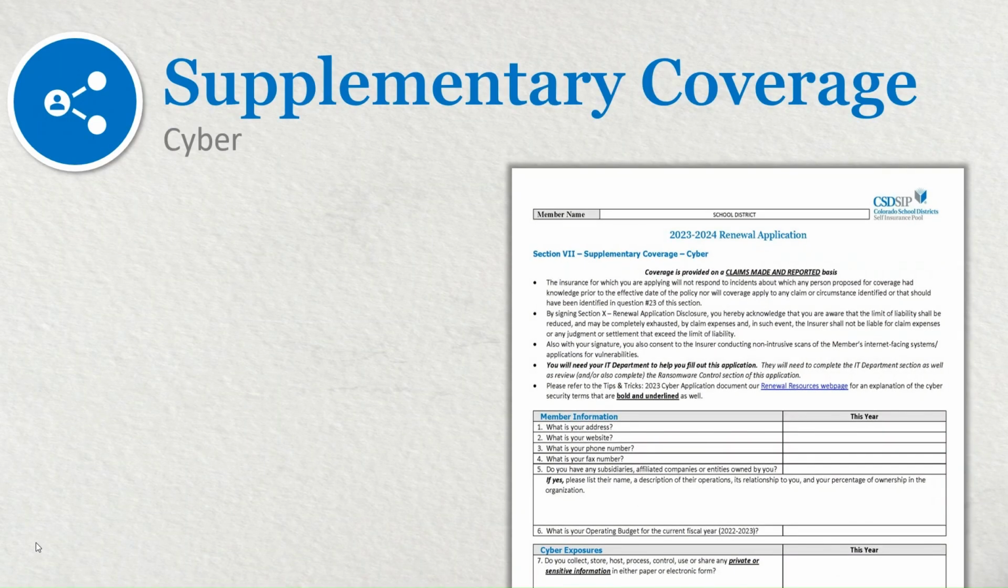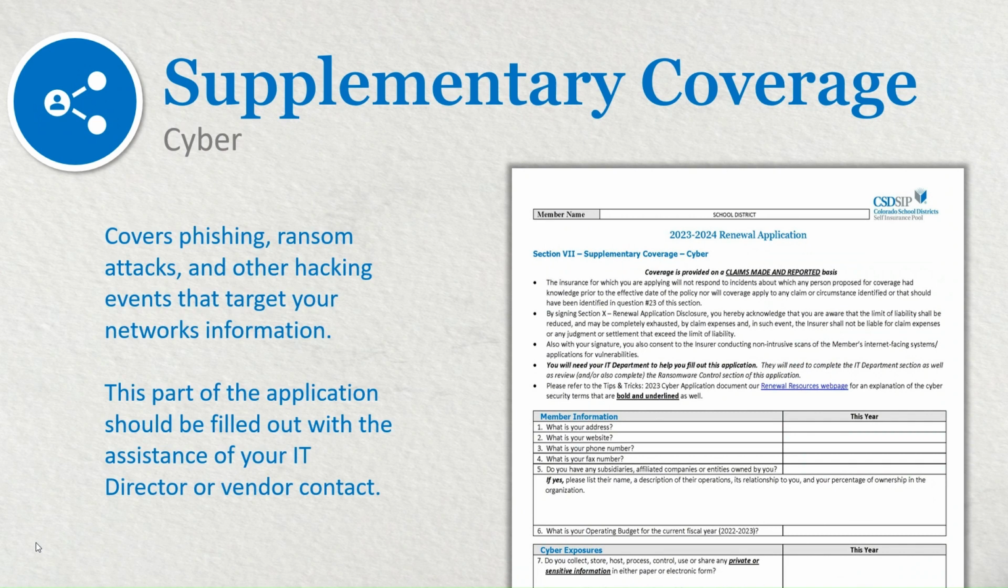Supplementary coverage application, cyber. Cyber claims such as phishing your personal identifying information or kidnapping and ransoming your computer network have risen dramatically over the past few years. We strongly recommend that our members carry cyber coverage, especially because there is no additional cost to you. This part of the application should be filled out with the assistance of your IT director or vendor contact.